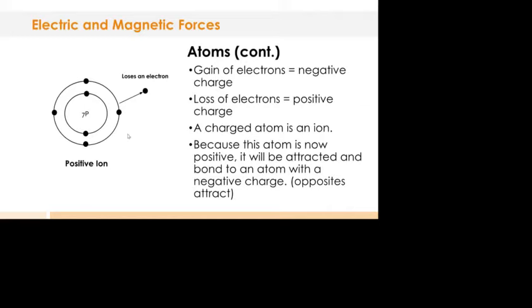So if we look at this diagram of an atom, we see that it has lost an electron, it has become a positive ion, and because it is positively charged, it will now attract and bond to any negatively charged atoms that come near it, because opposites attract.